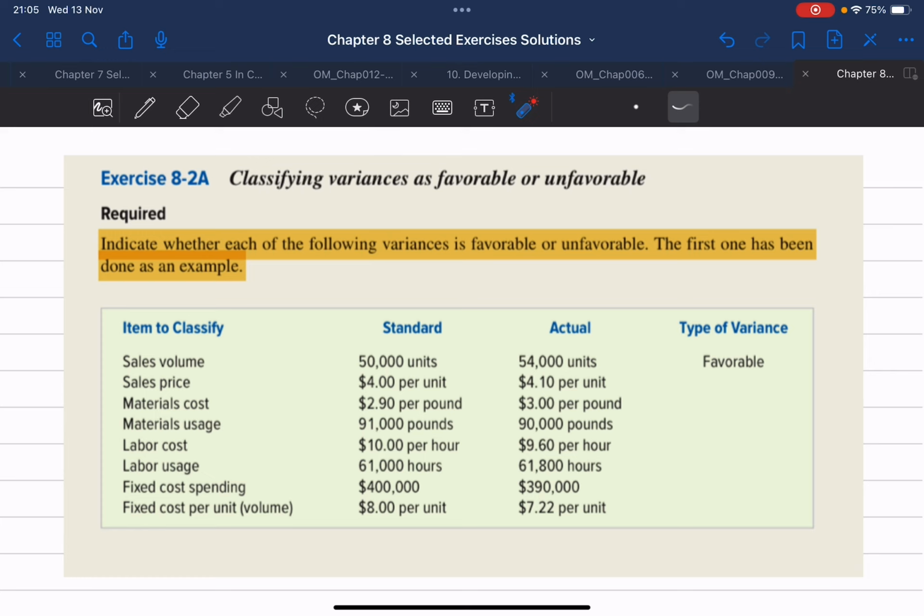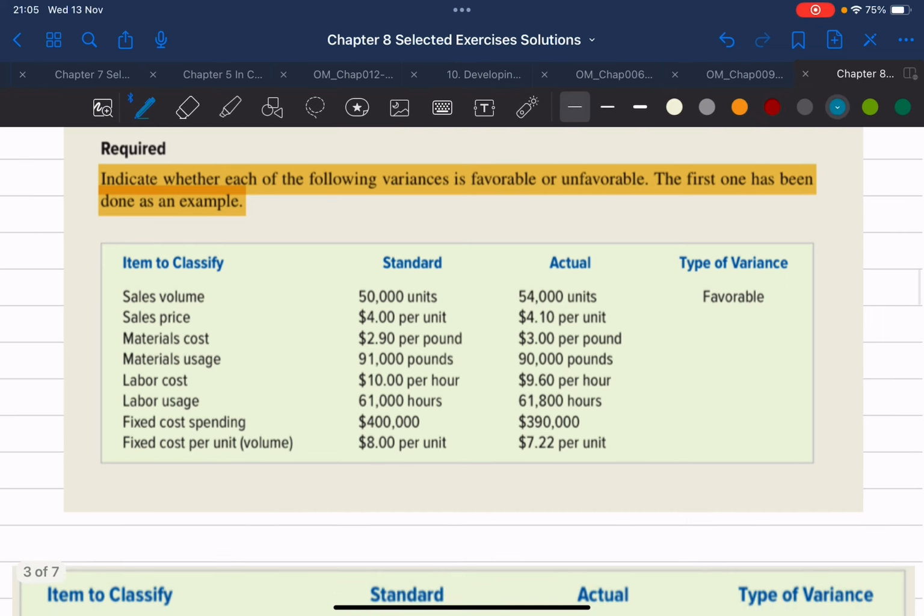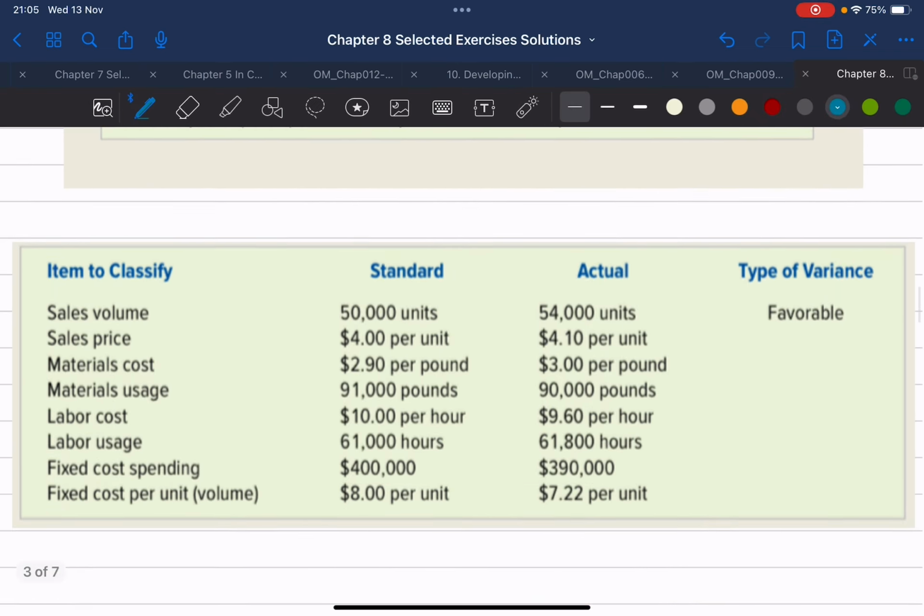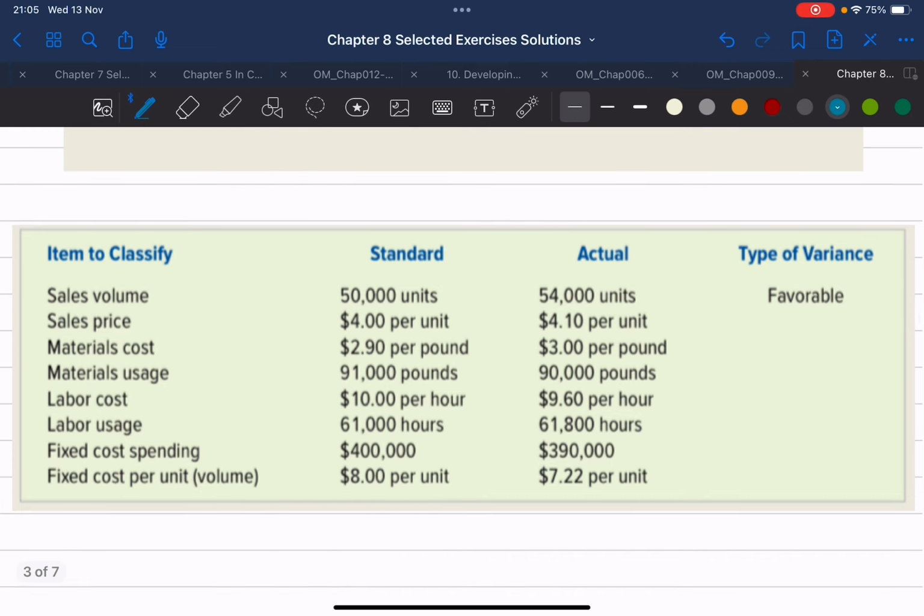And then we have this table where we have many items, including sales volume, sales price, materials costs, and so on. And then for each of these items, we have the standard and the actual data. From there, we need to compare the standard and the actual and decide whether that variance is favorable or unfavorable. All right, so this is a simple, straightforward exercise. I have copied this table down here, made it a little bit bigger so we can solve right on the table itself. So let's start with the first one, sales volume.